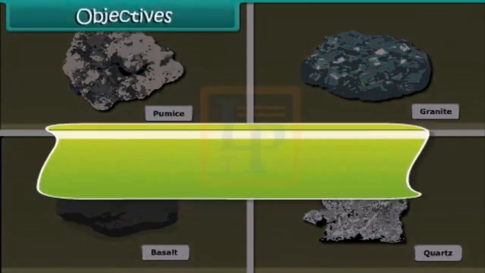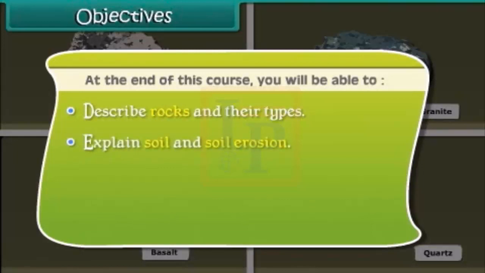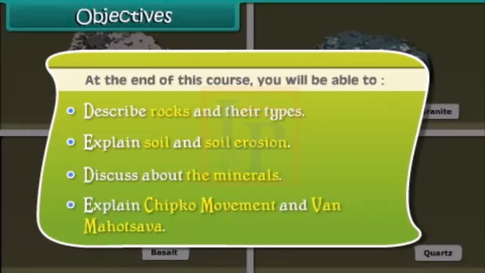Objectives. At the end of this course, you will be able to describe rocks and their types, explain soil and soil erosion, discuss minerals, and explain the importance of the Chipko movement and Van Mahotsav.